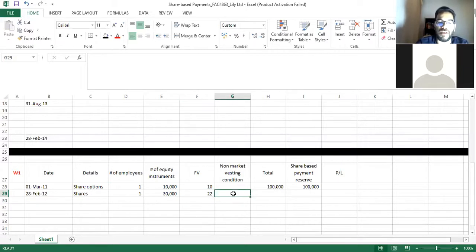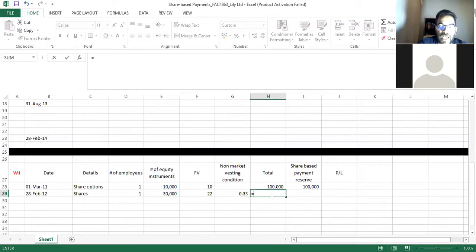There is a vesting condition. The vesting condition is that she must remain in employment for 3 years. This vesting condition at 28 February 2012, 1 out of the 3 years have passed. Okay, so 1 out of the 3 years have passed.